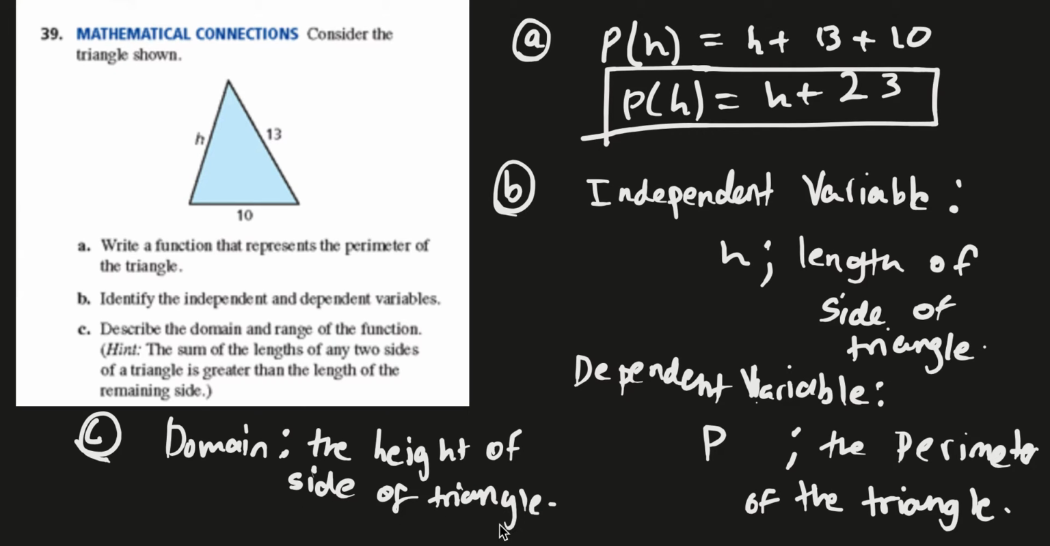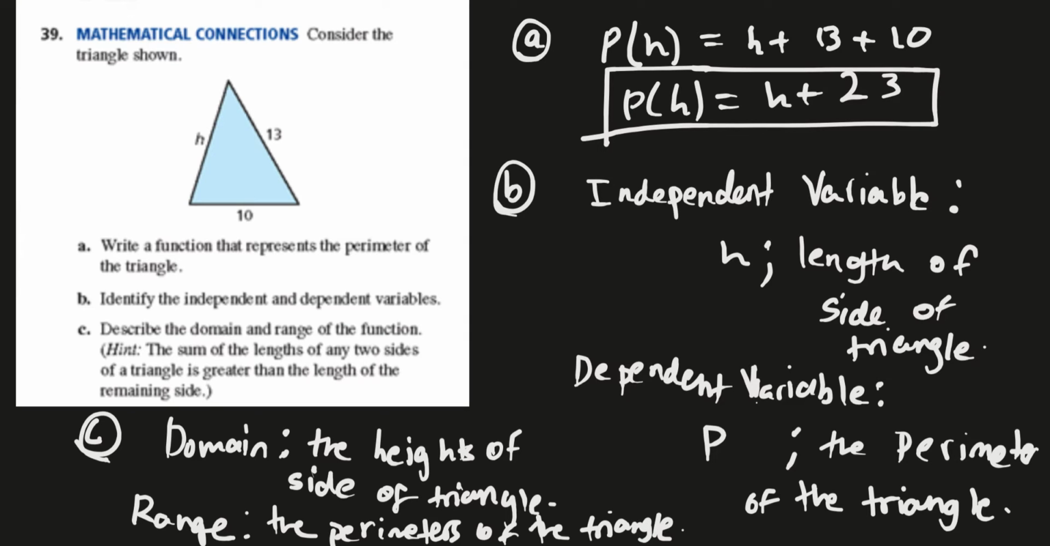And that's the domain, the possible heights of the triangle. But then the range: the domain is the set of heights of the triangle, and the range is going to be the perimeters of the triangle.